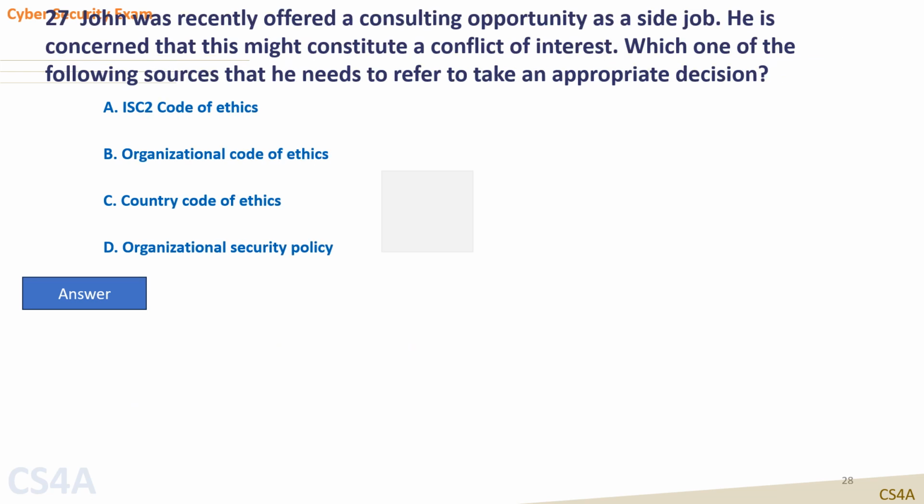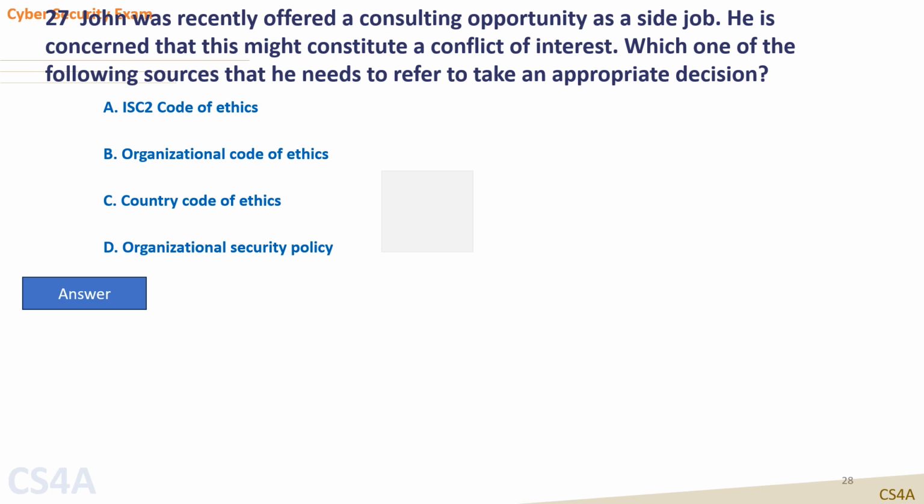So here the question is, John was recently offered a consulting opportunity as a side job. He is concerned that this might constitute a conflict of interest. Which of the following does he need to refer to, to take an appropriate decision? So the question is related to conflict of interest. In a conflict of interest, what should the employee refer to? ISC code of ethics. This is irrelevant, because the employee is working for a concerned organization. So this is not the correct one.